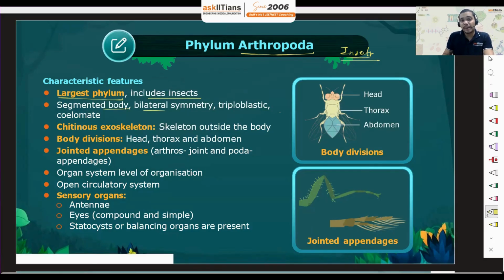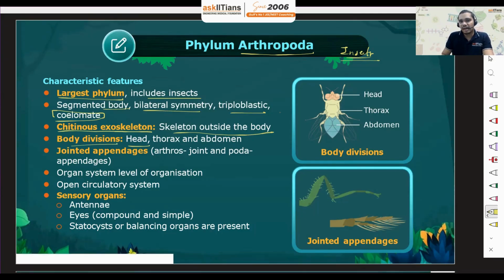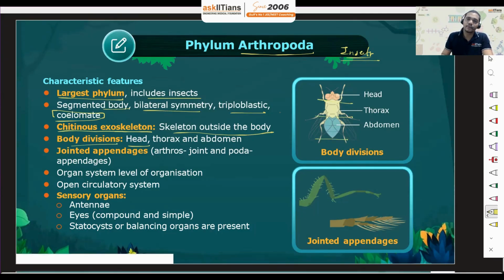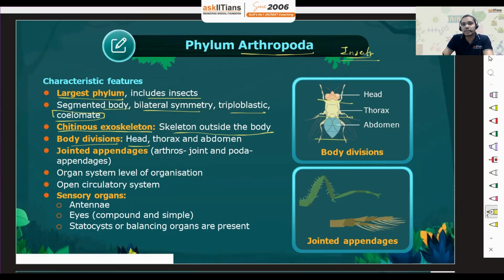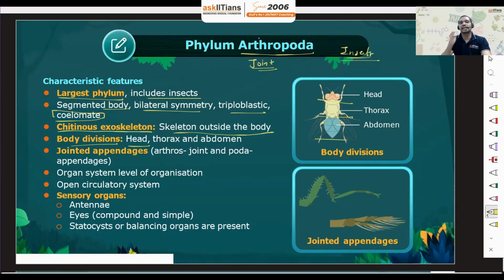Segmented body, they have bilateral symmetry, triploblastic, and coelomate, so they have a body cavity. Chitinous exoskeleton, that means skeleton outside the body, which is made up of chitin. Now the body division: they have a head, a thorax, and an abdomen. Exactly. They have a joint appendage. So Arthropoda means what? Arthros is the joint, and poda means appendages. Legs also we can talk about.